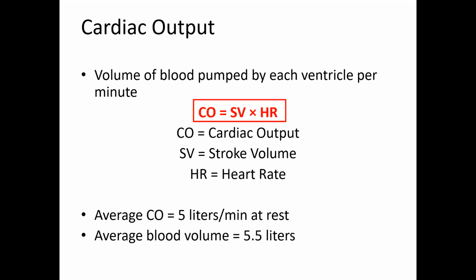So we'll talk about heart rate factors, what can influence heart rate, and then we'll talk about what can influence stroke volume. Now, our average cardiac output at rest is about 5 liters, which is pretty amazing. Our total blood volume is about 5.5 liters. And so what that means is that in one single minute at rest, we're pumping our entire blood volume out of each ventricle. Really, really amazing how hard the heart works, how consistently the heart does this.